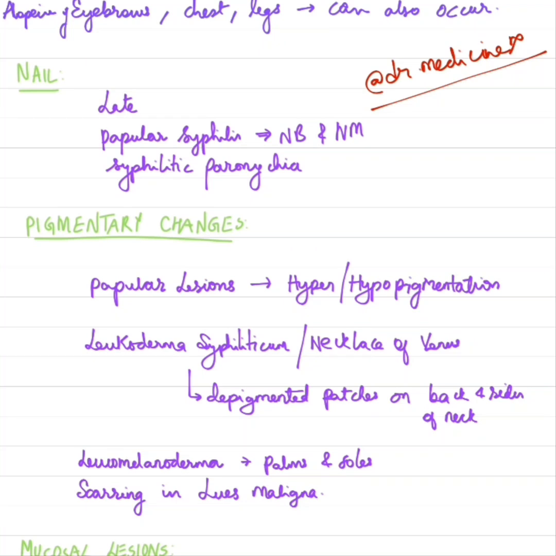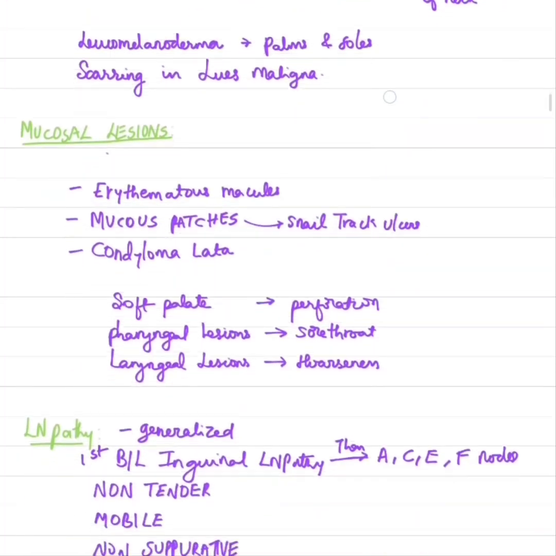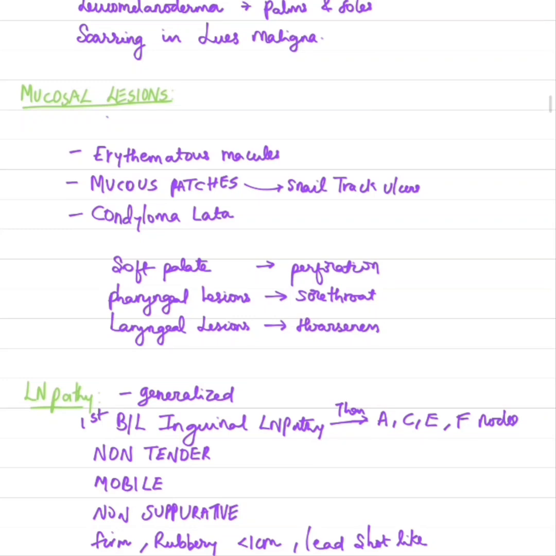Next, coming to the pigmentary changes. Papular lesions usually heal with hyper or hypopigmentation, whereas macular lesions heal without any trace. There is something called leukoderma syphiliticum or necklace of Venus. This is the occurrence of depigmented patches on the back and sides of the neck while the papular lesions heal. Then we can also see leukomelanoderma of the palms and the soles, and scarring may occur in cases of lues maligna. Sometimes atrophy can also occur, and it may persist at the site of the papular rash.